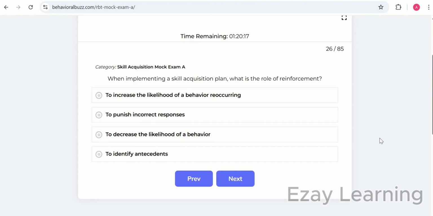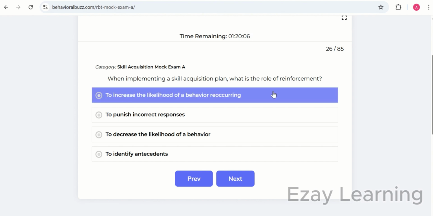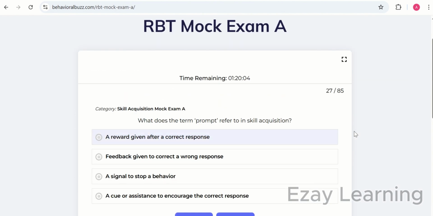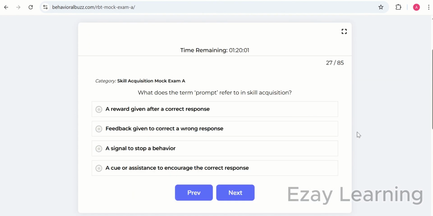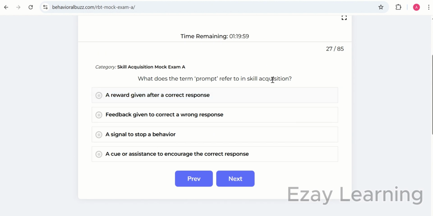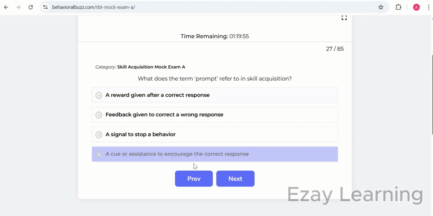When implementing a skill acquisition plan, what is the role of reinforcement? The role of reinforcement is to increase the likelihood of a behavior occurring. What does the term prompt refer to in skill acquisition? As we already said, it is a cue or assistance.